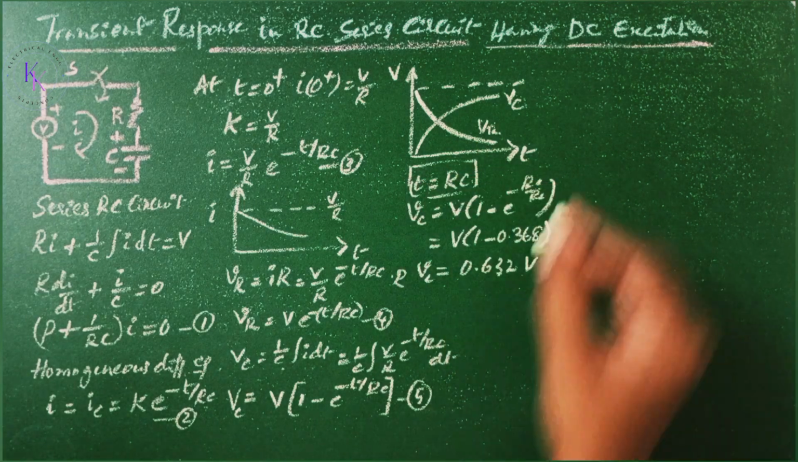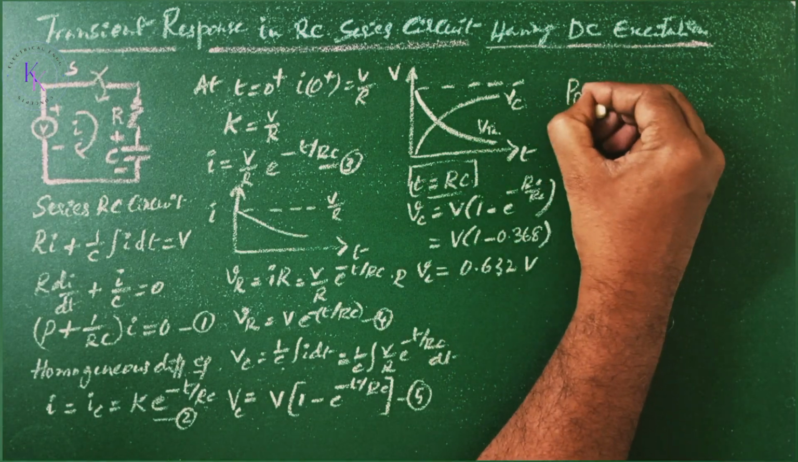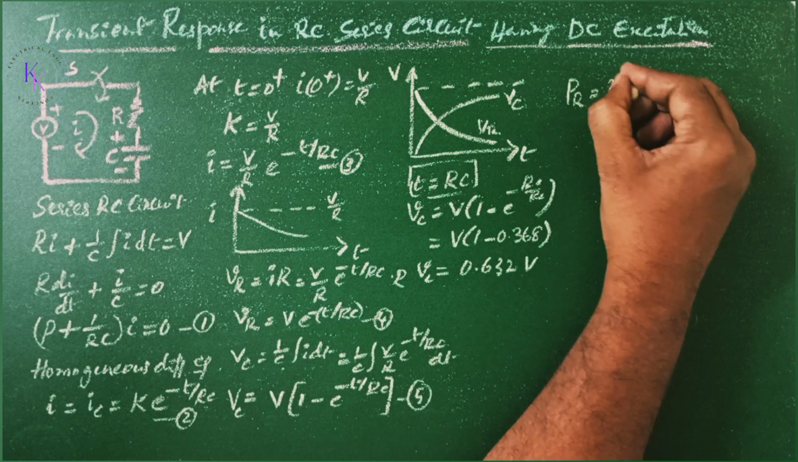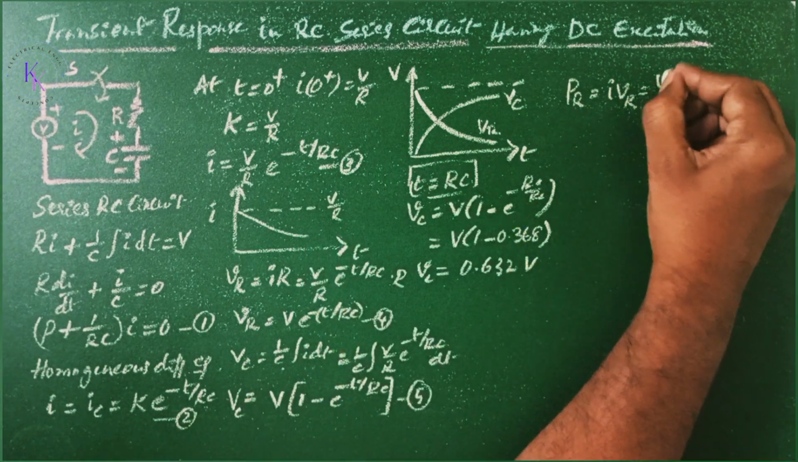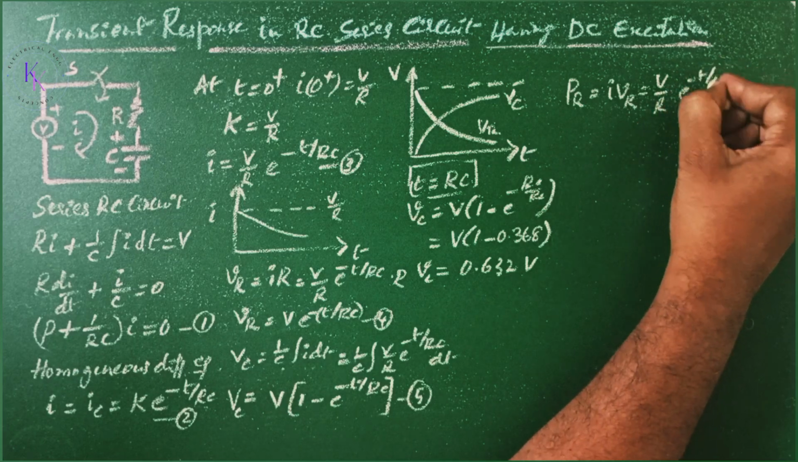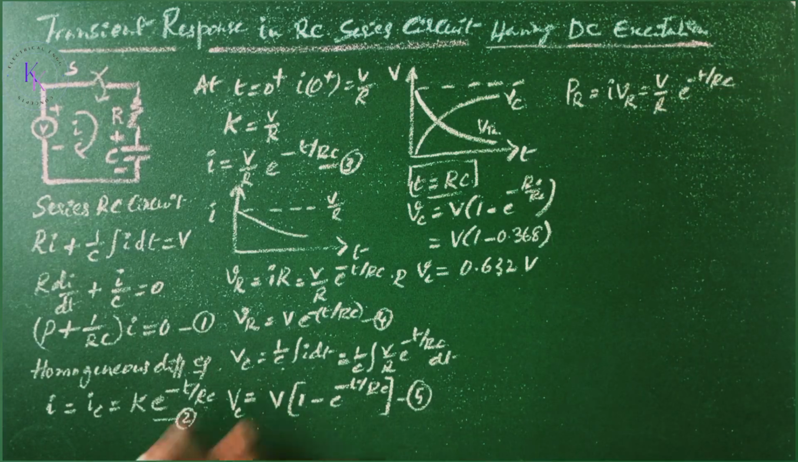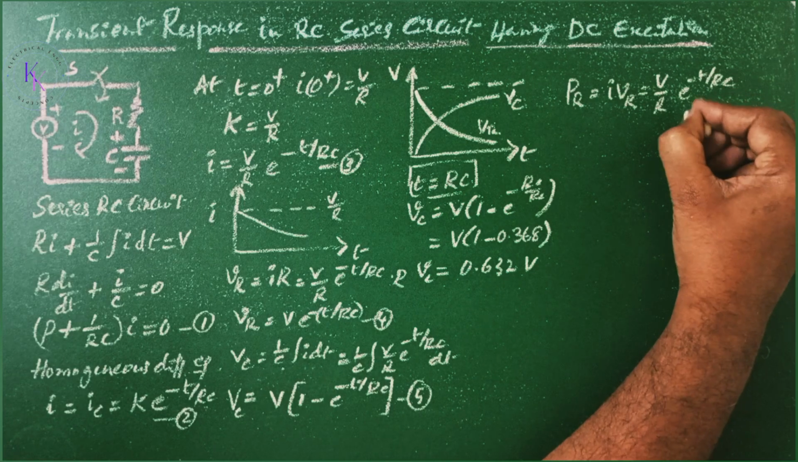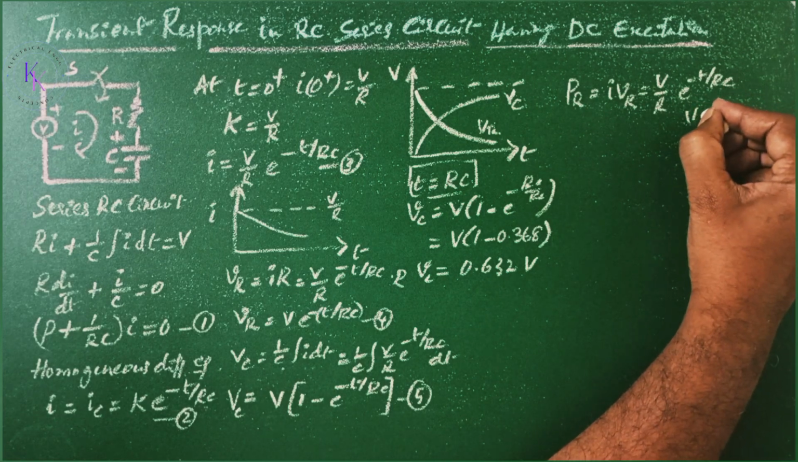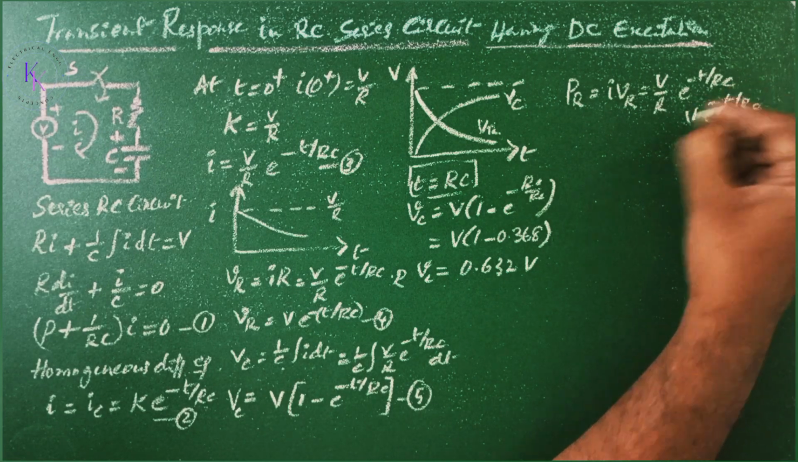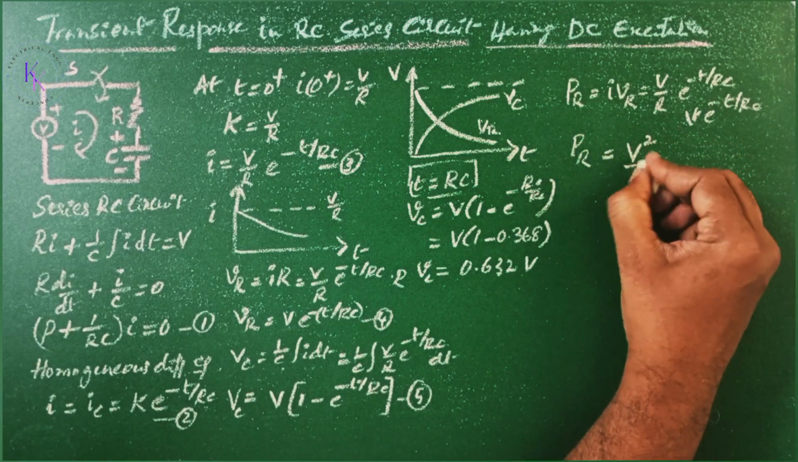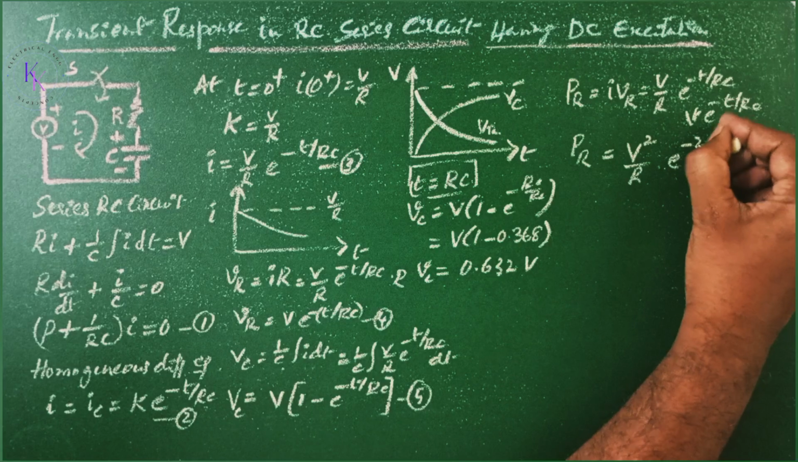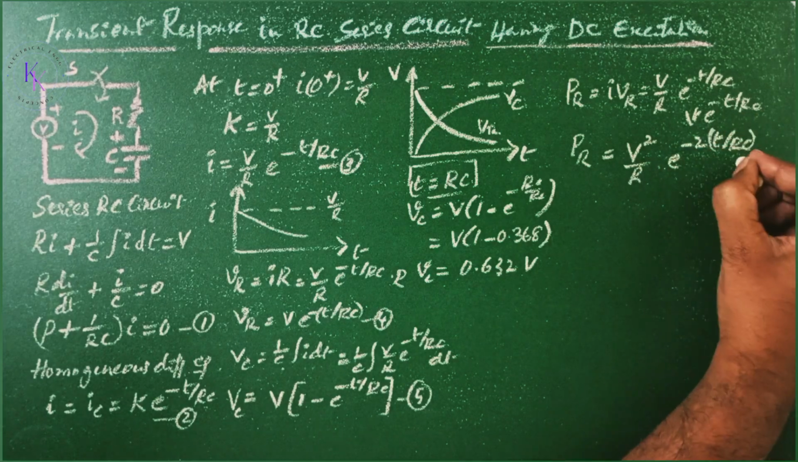Now the instantaneous power, that is P through R, is given by i VR. From equation number 3, i is V by R e to the power of minus t by RC, multiplied by VR equals V, from equation number 4, e to the power of minus t by RC. Then PR equals V square by R e to the power of minus 2t by RC in watts.